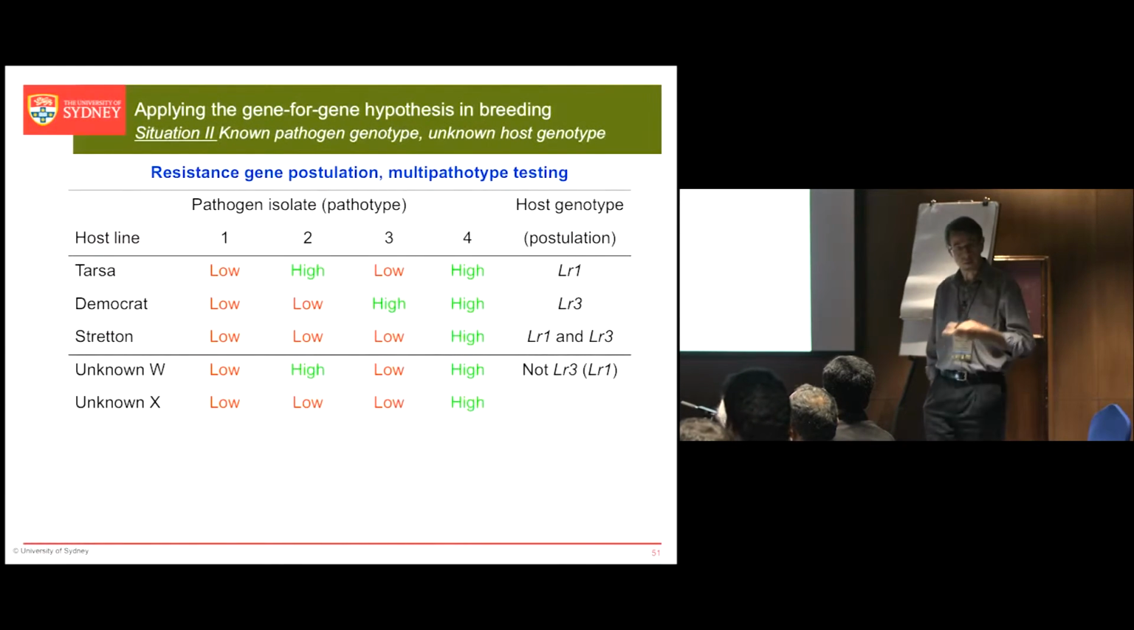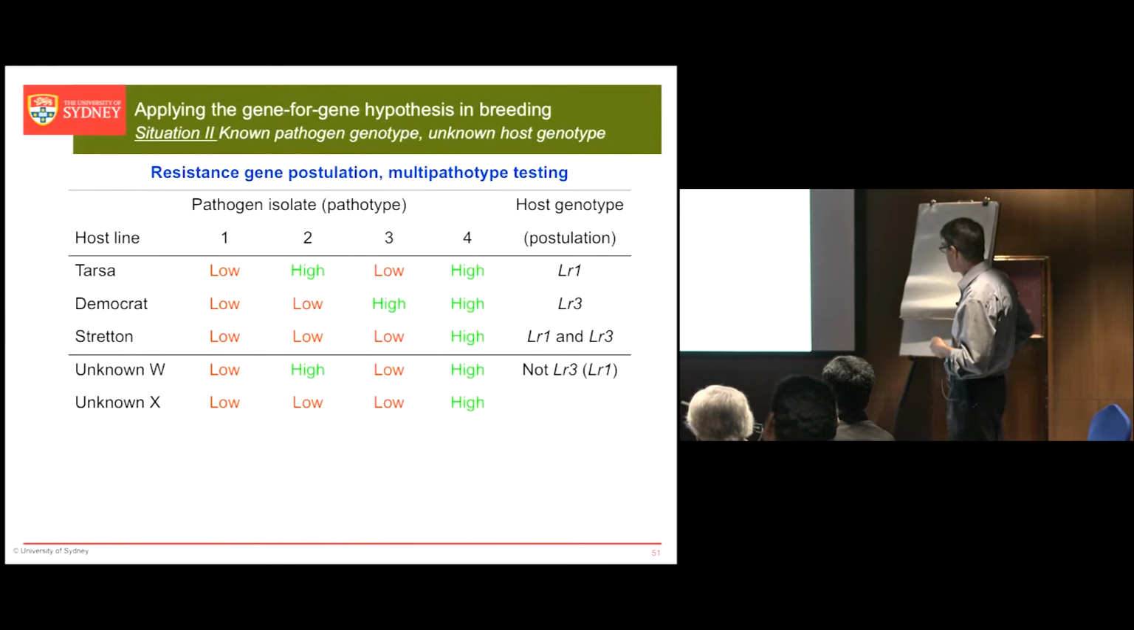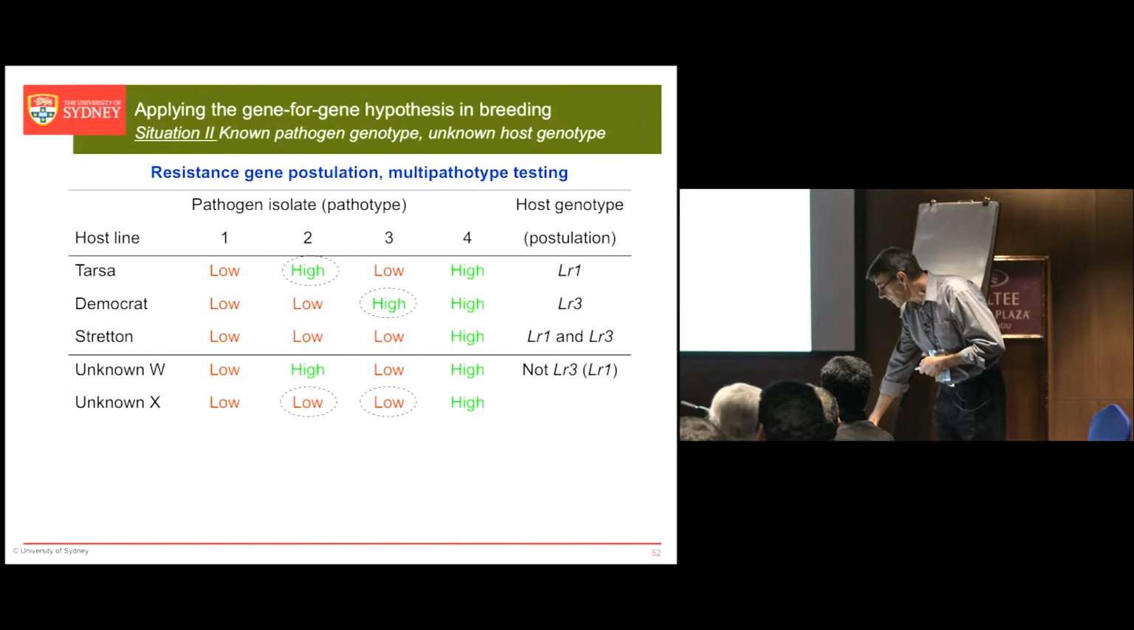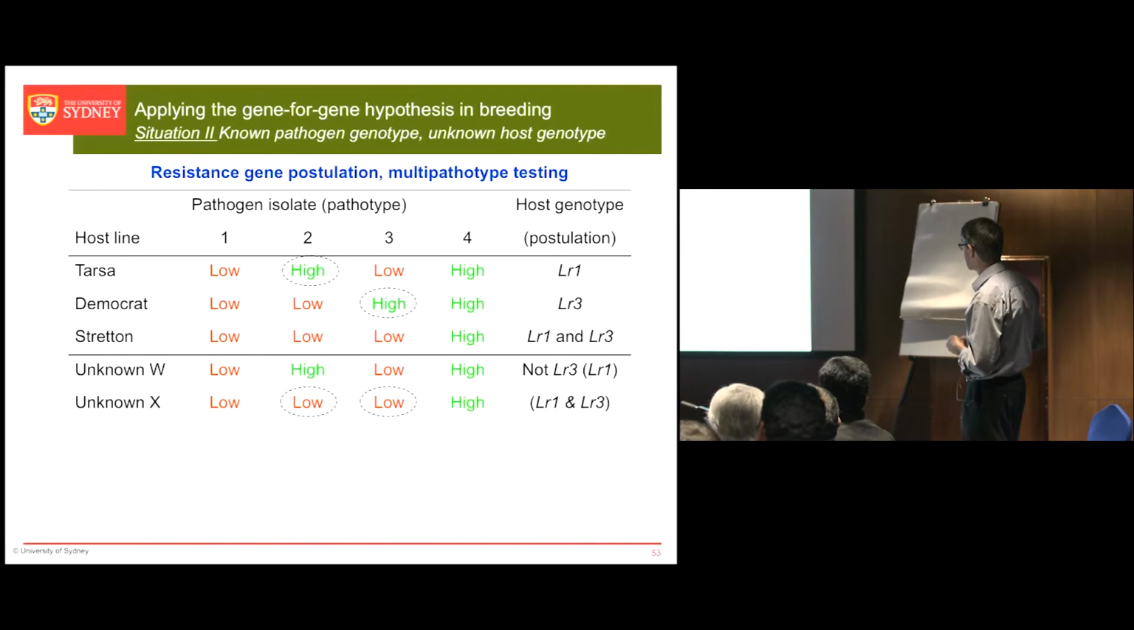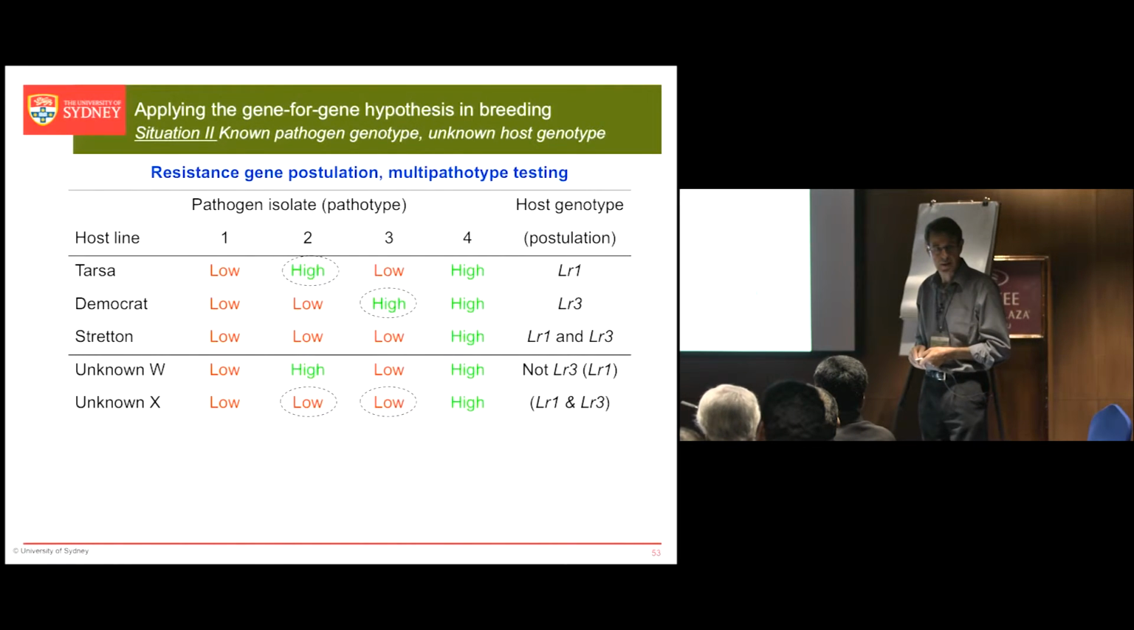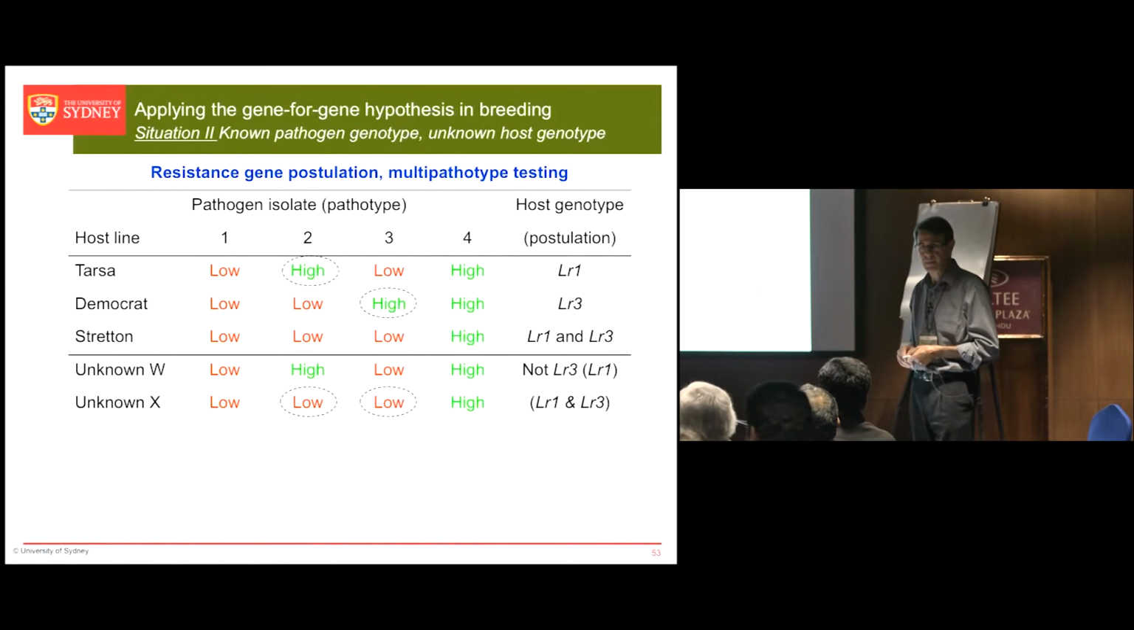All right, here's another wheat variety that someone sent me, tested with the same pathotypes, and you'll see that the pattern here is very similar to Stretton. All right? So here we would say probably LR1 and LR3. The crucial thing here is that we're seeing a high infection type here and here, low here and here. All right, so we would conclude that this variety probably carries LR1 and LR3. But I stress it's not genetic proof. But we're pretty confident with these postulations.